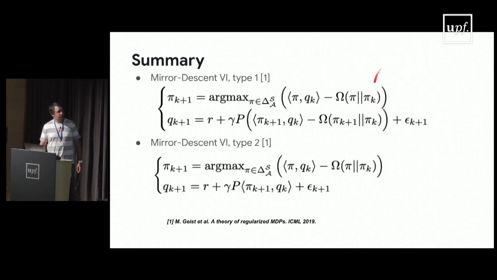And here I write omega. Omega can be any convex function. The negative entropy of the policy is such a convex function, but you could choose other kinds of convex functions. Most of the results I will present apply readily.